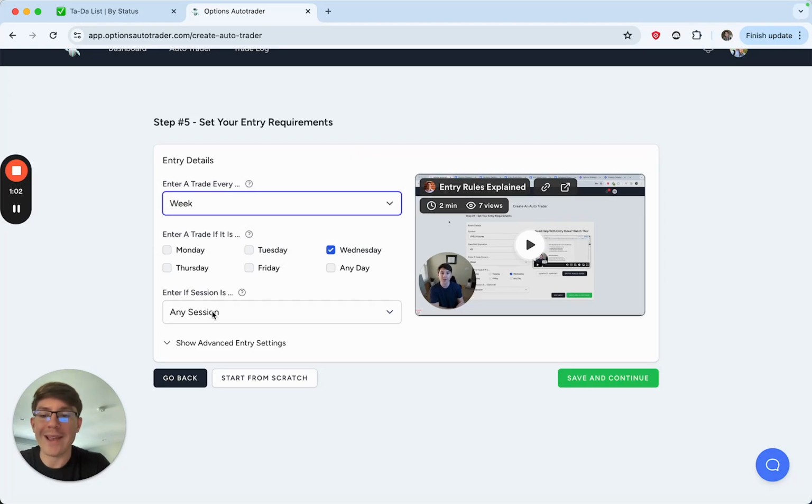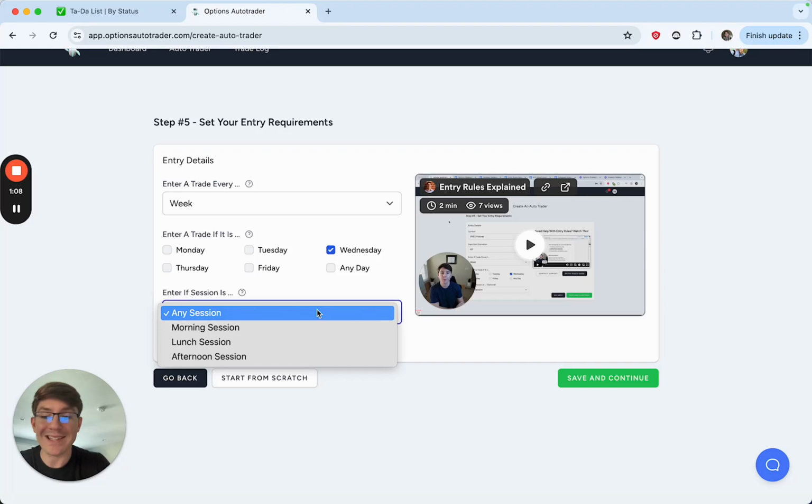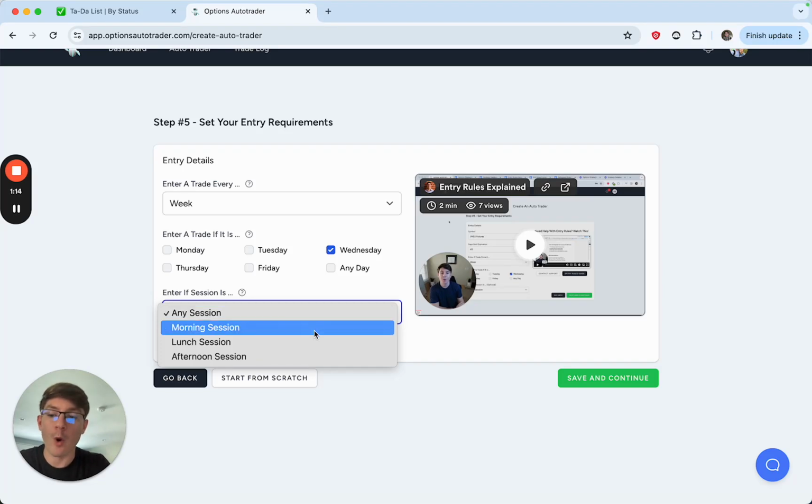Now, enter a session. Enter during a session means what time of day do you want to enter the trade? So we have any session, which basically just means the morning, because it's the first time the Auto Trader will pick up on this trade. Or we have the morning session. That's from 8 a.m. to 11 a.m. Central Standard Time. So that's the morning time of the market open.